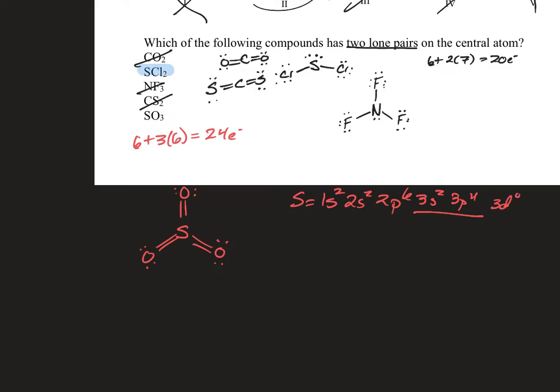So we haven't really talked about it, but it would hybridize the S, the 3 Ps, and 2 Ds in order to make this structure. And we're not going to worry about that. But there's your structure for it. It has no lone pairs on the sulfur, so there you go.